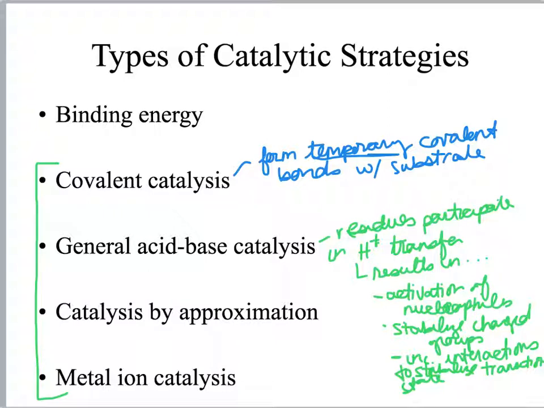With catalysis by approximation, many biological reactions will involve 2 or more substrate molecules. So this implies that for the reaction to occur, these substrate molecules must be close enough and must also have a proper orientation in order to interact. This particular type, catalysis by approximation, is going to rely heavily on collision theory.